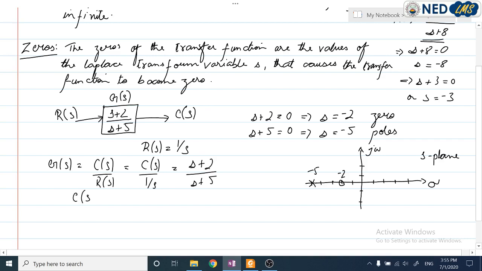So if we cross multiply this 1 upon s term, then it will become C of s equal to s plus 2 upon s times s plus 5. To solve it, we have to use the partial fraction technique. So I have to break this into two terms, A upon s and B upon s plus 5.